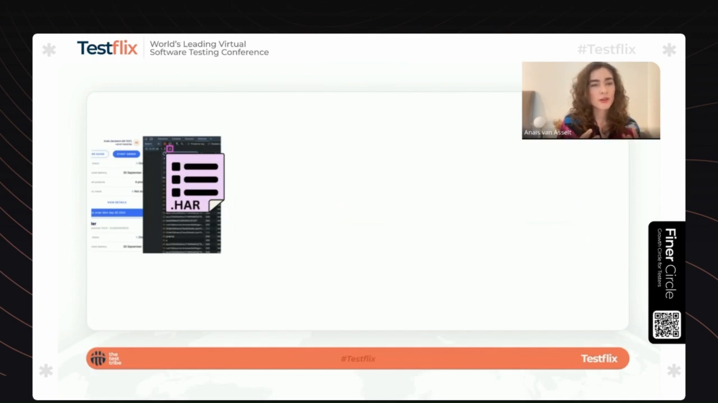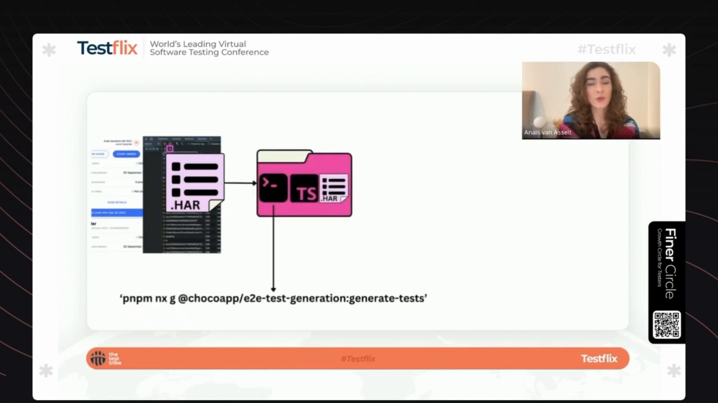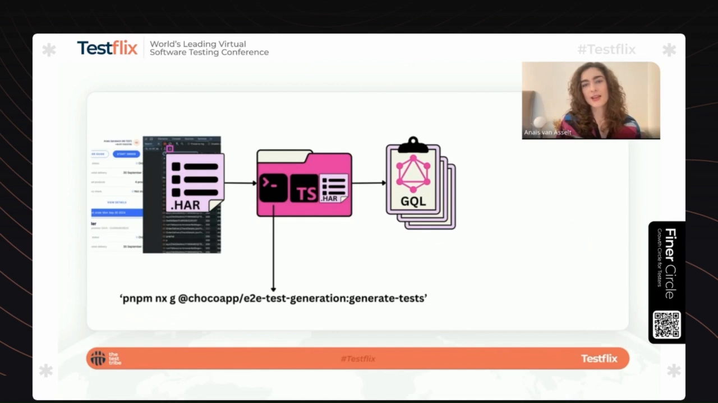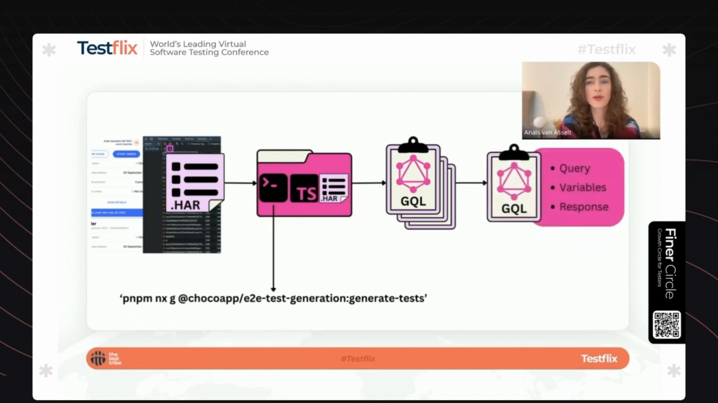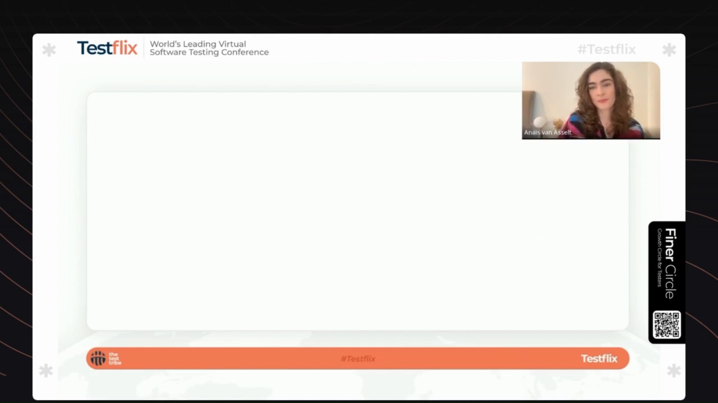I downloaded the network traffic as a har file, copied it to the folder where we executed the script in TypeScript, which is actually a PNPM NX generator script. Then it extracts all of the GraphQL queries from the har file, and then per GraphQL query, we save the query, variables, and response to generate our test code for.